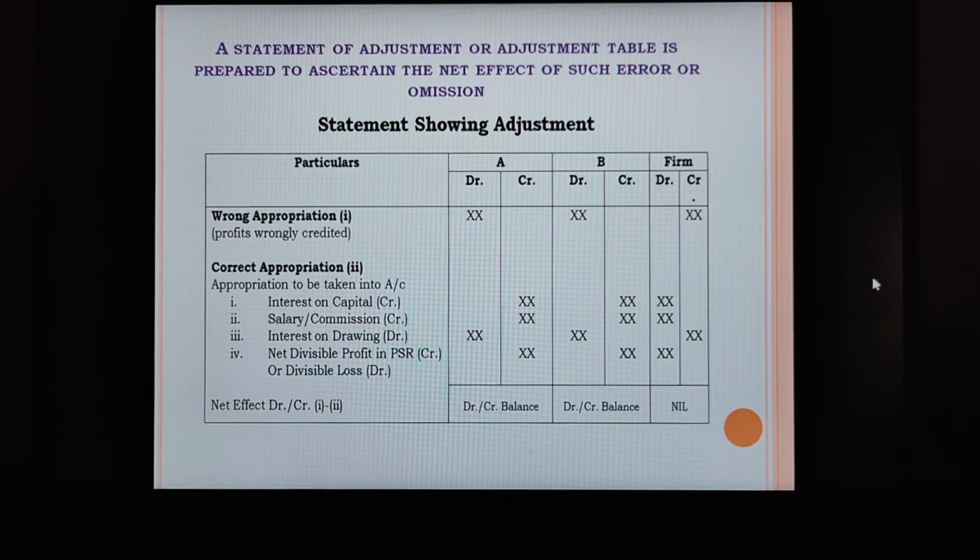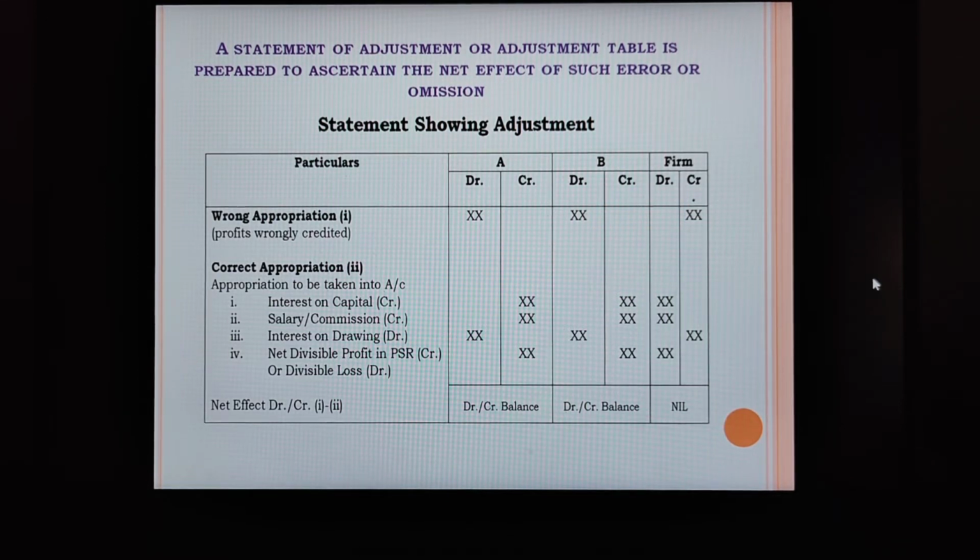So class, here a statement showing adjustment, that is an analytical table, is present. We have to find the mistake by using this analytical table, because this is quite easy to understand and you can easily apply once you get into the type of the question, and we are going to discuss such type of questions in this session too.